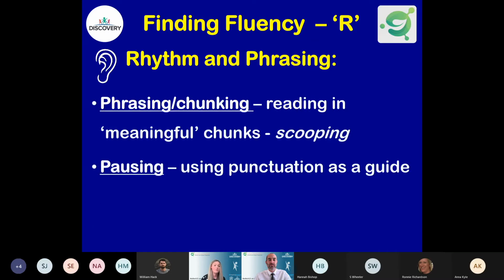And then there are the rhythm and phrasing, reading in meaningful chunks, so scooping the phrases. Instead of reading the individual words, can they read looking at the phrasing and the chunking and reading to the punctuation? Again, pausing, using that punctuation as a guide. When they get to a comma, do they do a small pause? When they get to a punctuation, a longer pause.